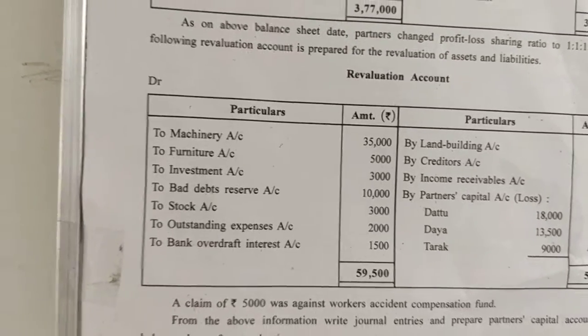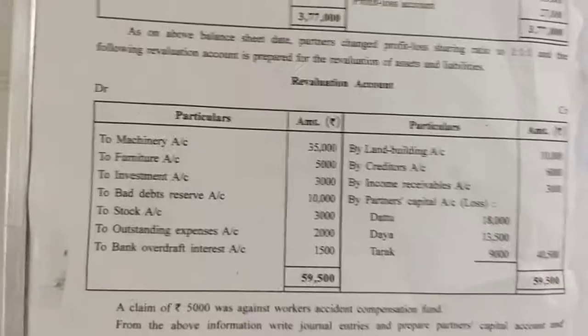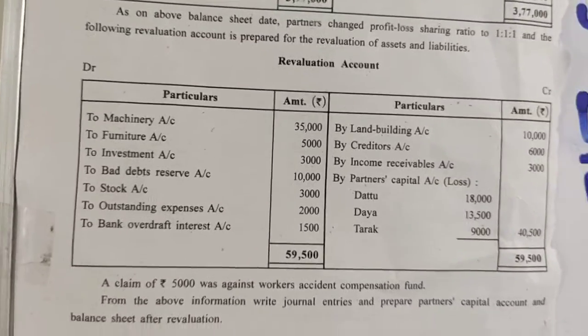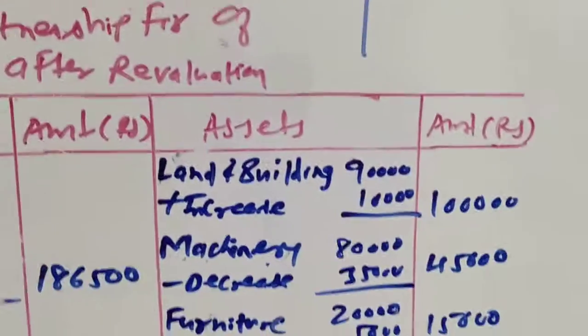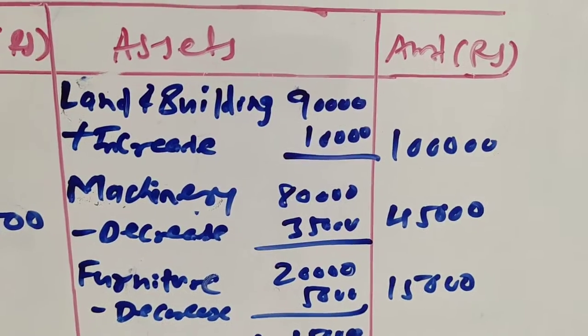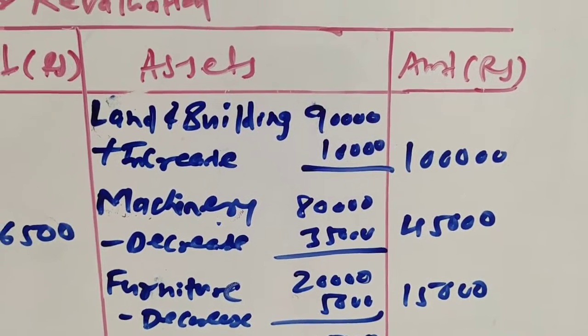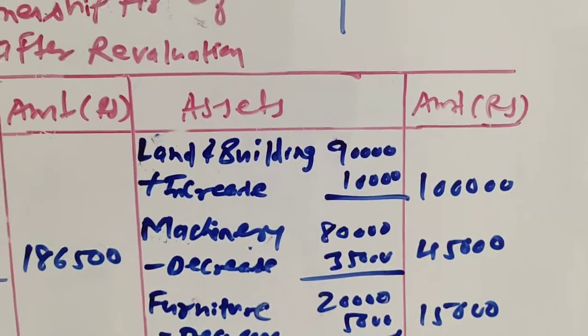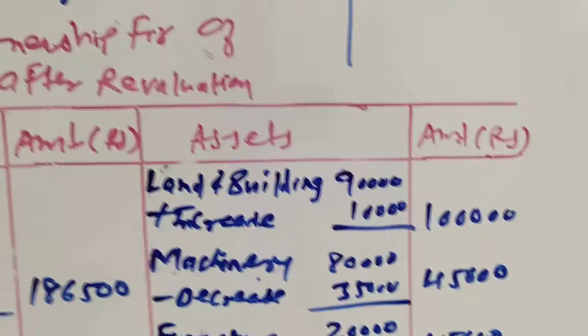That means we need to reduce it by 35,000. So 80,000 minus 35,000 will be shown in new balance sheet. Here it is. Machinery 80,000 minus 35,000, outer column 45,000. Asset side of revaluation account. Okay.